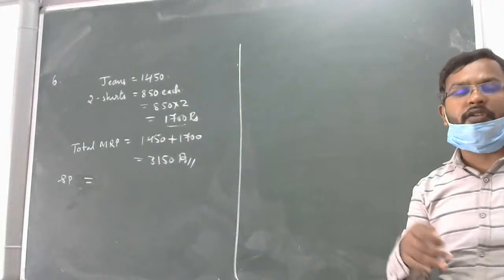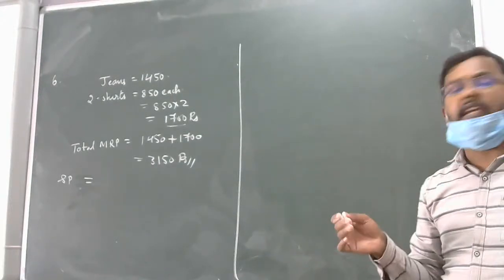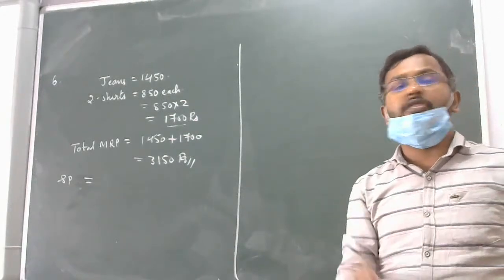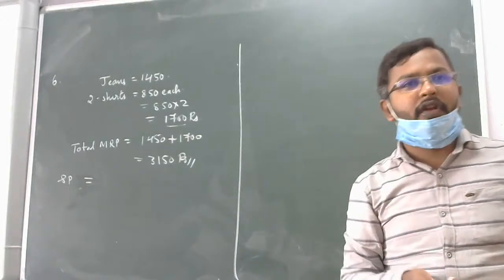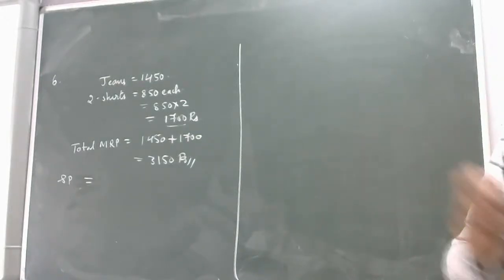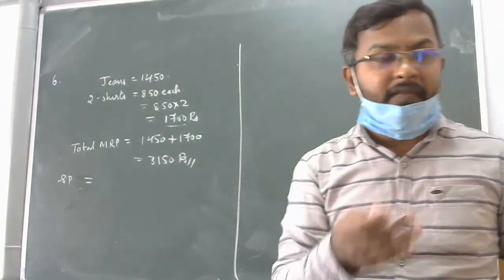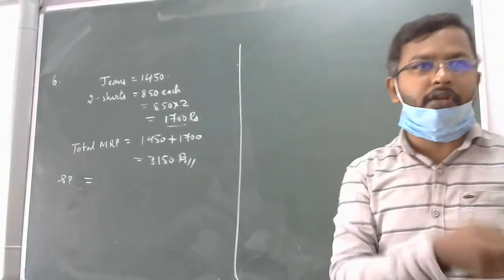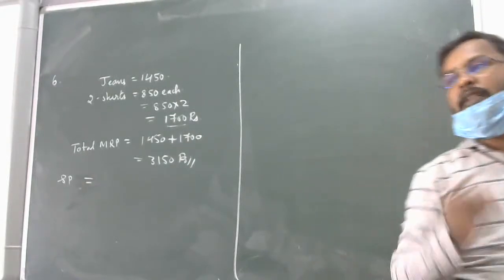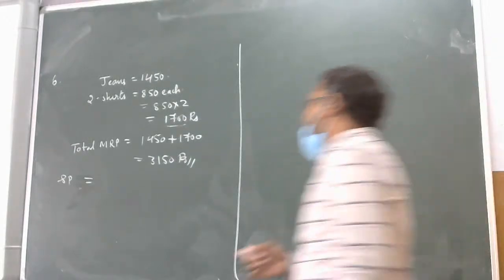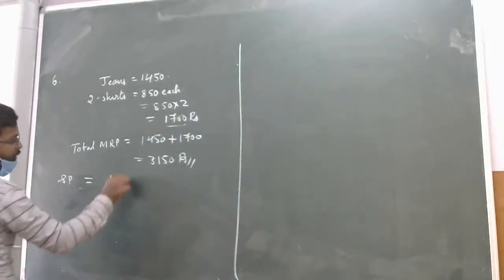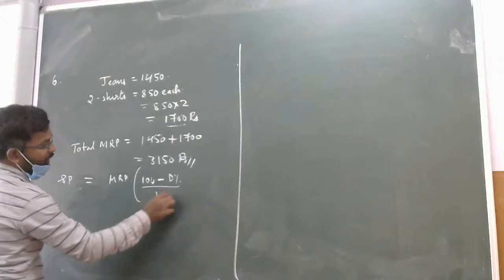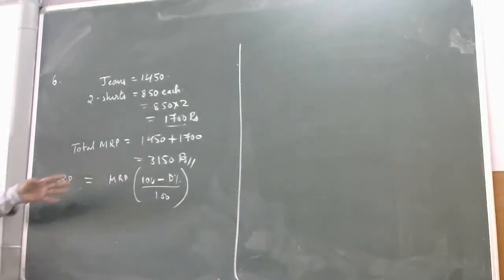Whatever the discount is, that you have to take out. It is just like the loss percentage. Whenever we are adding tax, there you have to use the profit percentage formula. And whenever you are having a discount, we have to use the loss percentage formula, because when they are selling, it will be minus. Whatever discount is there, we have to reduce, so you use the minus sign. The formula will be MRP into 100 minus discount percent divided by 100. Don't write loss, we are talking about discount.